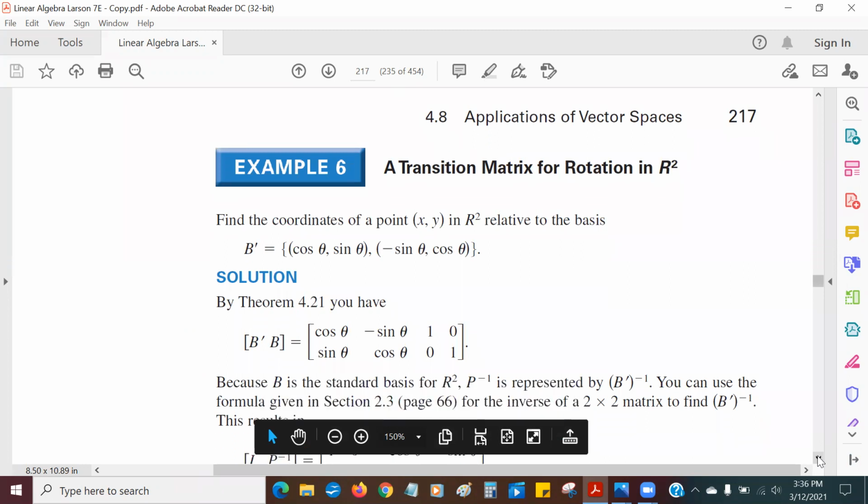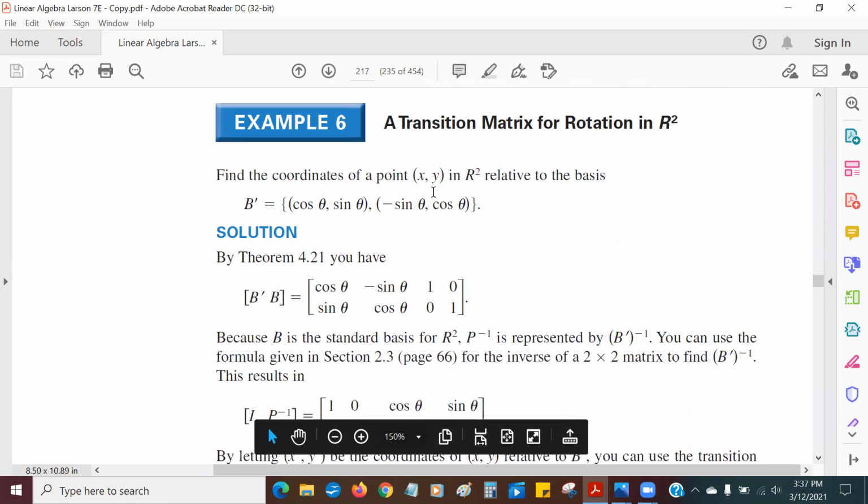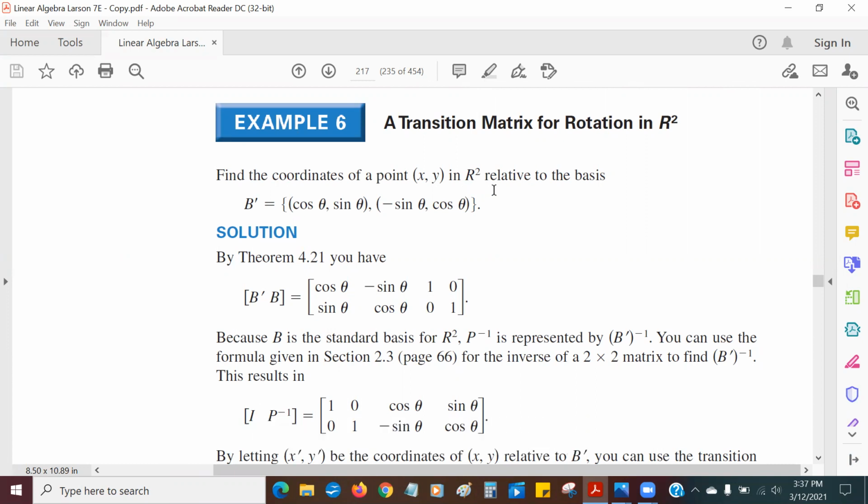So what we want to do is find the coordinates of a point (x, y) in the R2 plane. But we want to find the coordinates not relative to the standard basis, but relative to the basis (cosine theta, sine theta) and (negative sine theta, cosine theta). So by theorem 4.21, from the change of basis section, we write the two bases next to each other. Here's the B prime basis, and here's the standard basis.